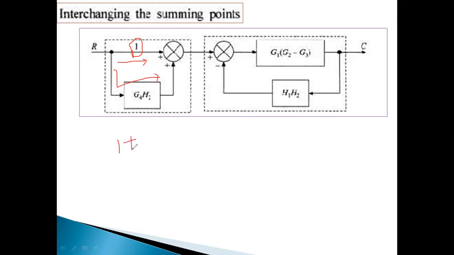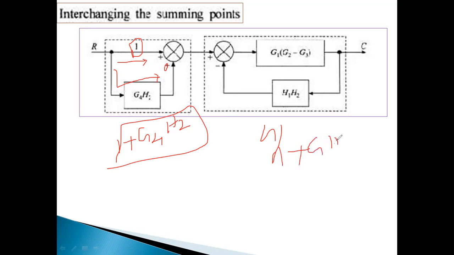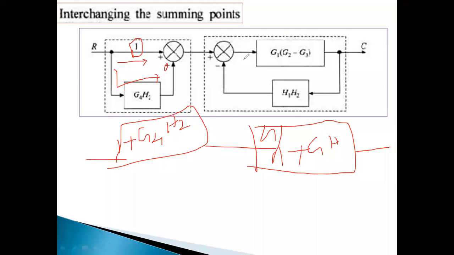Directly we can add, because of the positive sign, we can add these two forward paths, and that can be replaced with 1 plus G4H2. So this is a feedback. Eliminate the feedback using the formula 1 plus GH. Once we get a single block here and here, those two are in cascade connection. Finally, you will get a single block, or simply a transfer function.